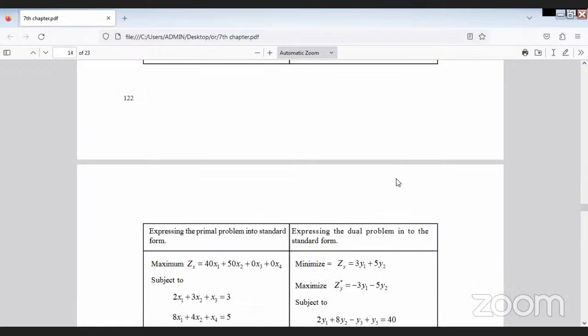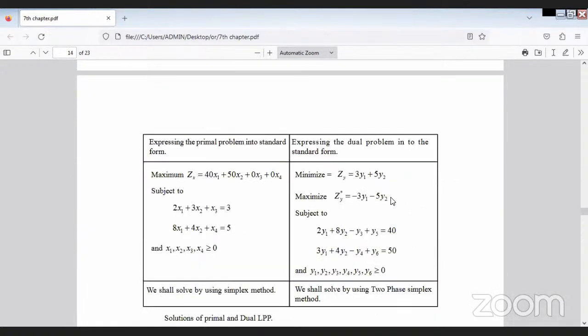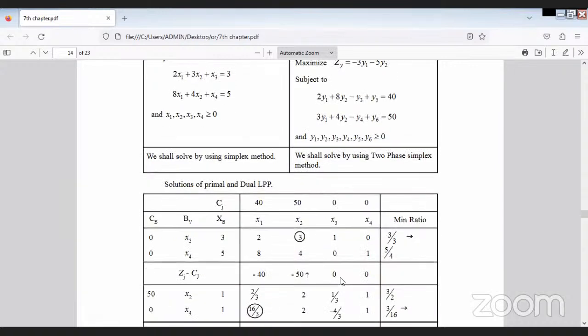2y1 plus 8y2, very good. 2y1 plus 8y2, two values I am taking here, minus y3, y5. Then y4, taking y1, y2, y. So we solve by using the simplex method and the two-phase simplex method. You have to solve using the same method I told you yesterday.